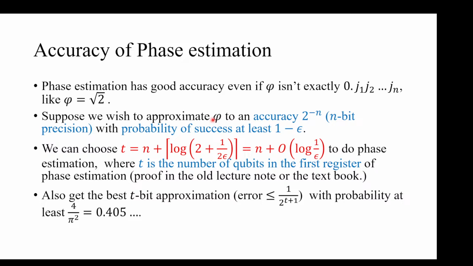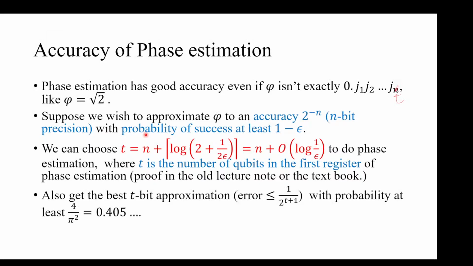And so the issue here is that we assume our phi, I guess we had t there, so let's have t here. Okay, so we assume our phi was exactly some binary fraction, 0.j1 j2 to jt. But not every number can be written this way. In particular, your phi might be some irrational number.